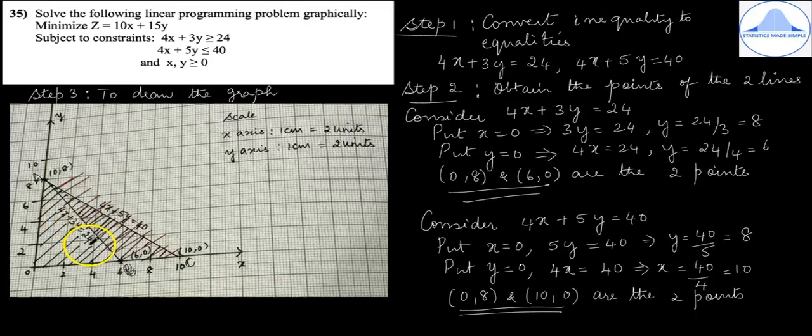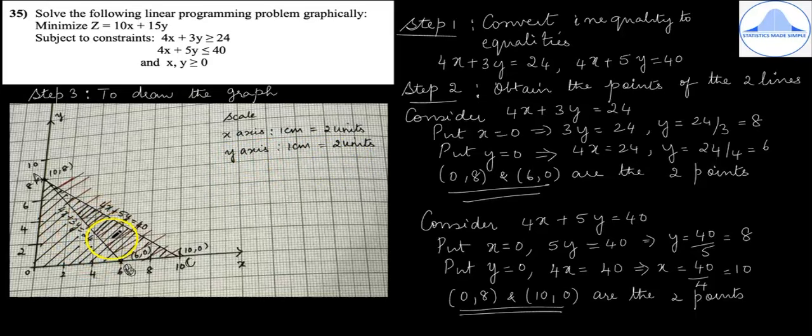Similarly, to draw the next line 4x plus 5y equal to 40, the 2 points are (0, 8) and (10, 0). So (0, 8) we have already marked, so that will be the same point here. And on the x-axis you mark (10, 0). Join these 2 points by a straight line and on that line you write 4x plus 5y equal to 40. So make sure that you mark the x-axis, the y-axis and also write the scale, that is x-axis 1 centimeter is equal to 2 units, y-axis 1 centimeter is equal to 2 units.